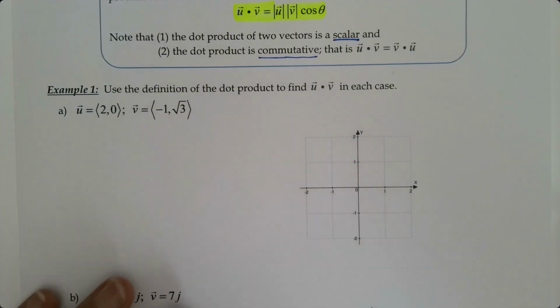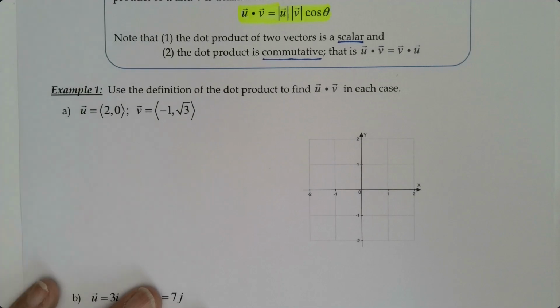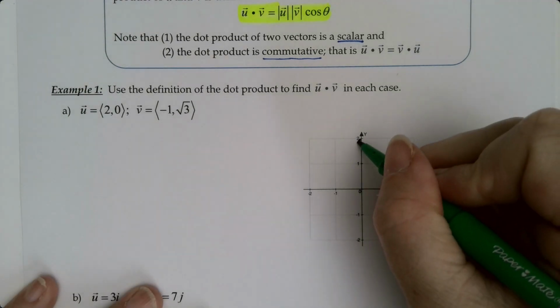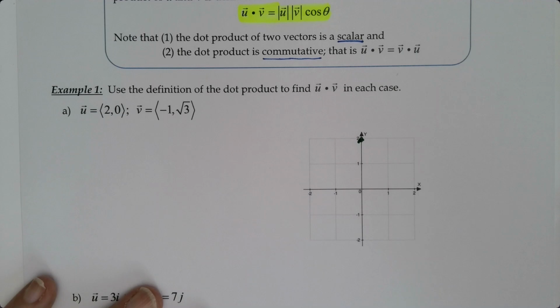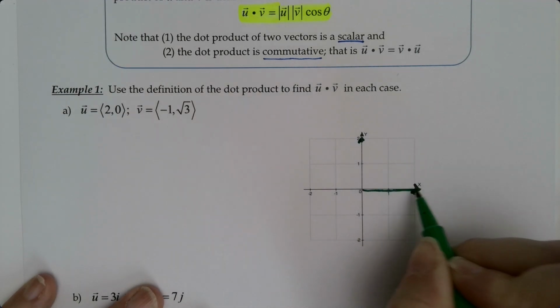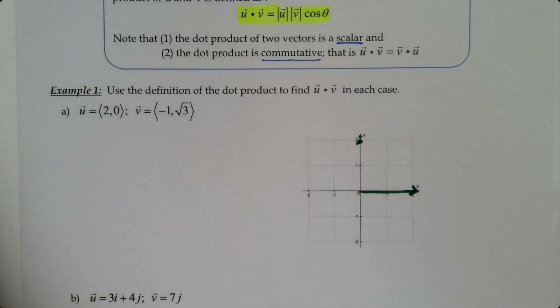So we have two vectors. We have 2, 0, and we have -1, square root of 3. All right, so 2, 0 is up here. Oh, no, it's not. It's this way. 2, 0. There we go. I went a little far. She got to 2. And then -1, square root of 3.